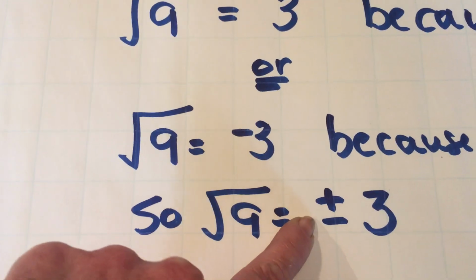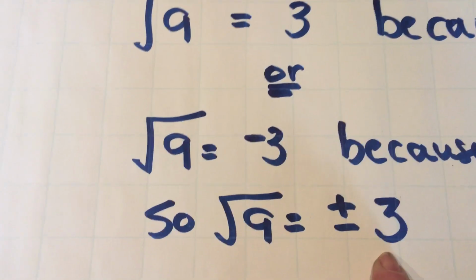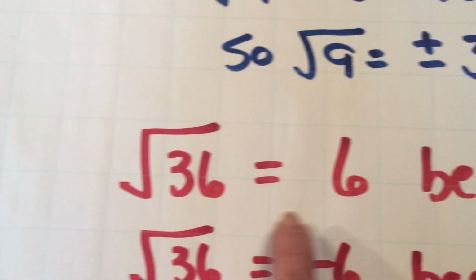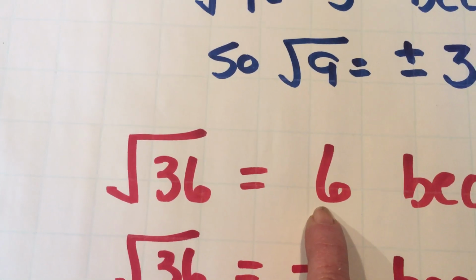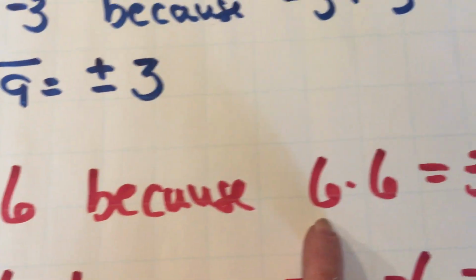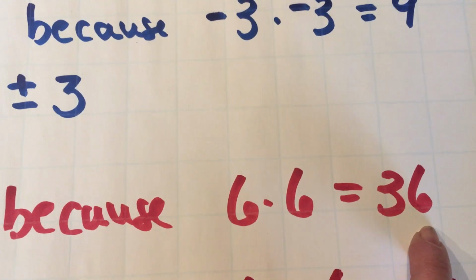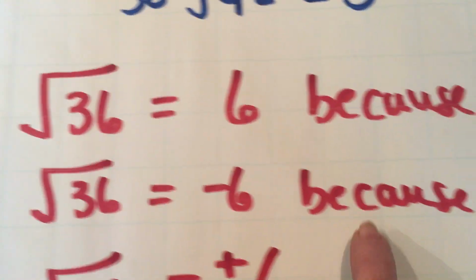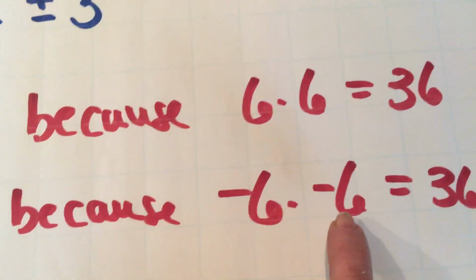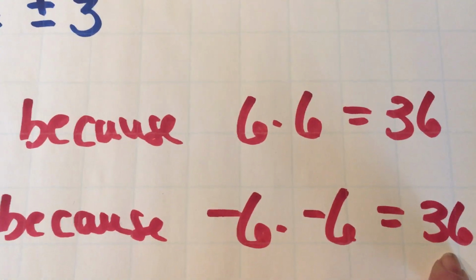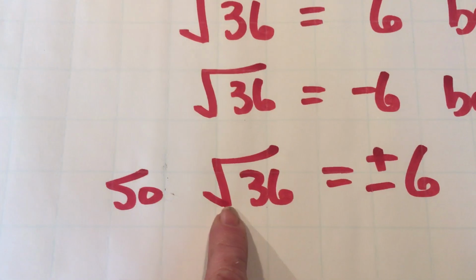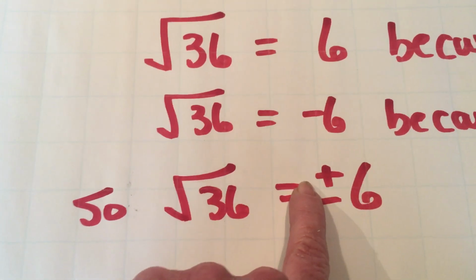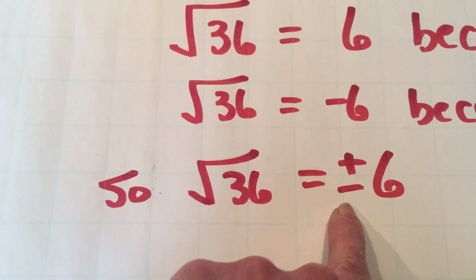We want to make it shorter, so we're going to do it as one problem. So let's do another one. The square root of 36. You know if you push it into your calculator, you will get 6 because 6 times 6 gives me 36. The square root of 36 is also -6 because -6 times -6 gives me 36. So the square root of 36 is plus or minus 6 because both +6 squared gets me 36 and -6 squared gets me 36.